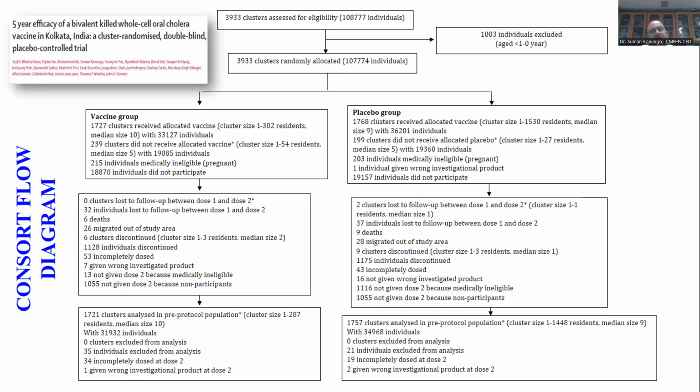This is a CONSORT diagram that we published in Lancet. This is more or less similar. If you look carefully, in the placebo group, 166 clusters received the placebo vaccine, 1727 individuals. So this is more or less comparable. So 32 individuals lost to follow up.